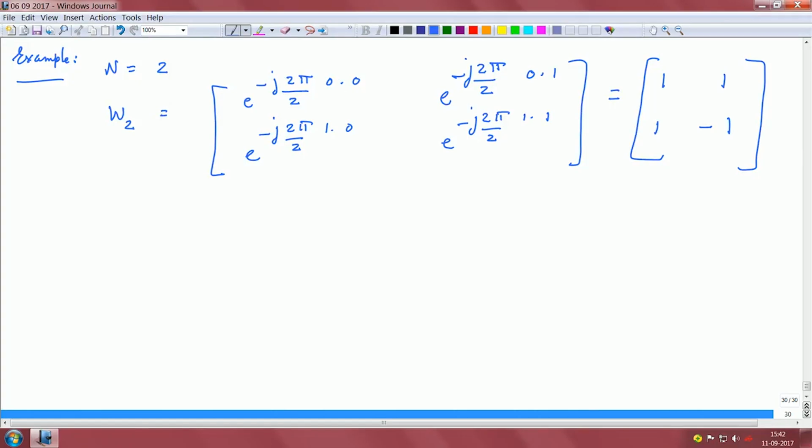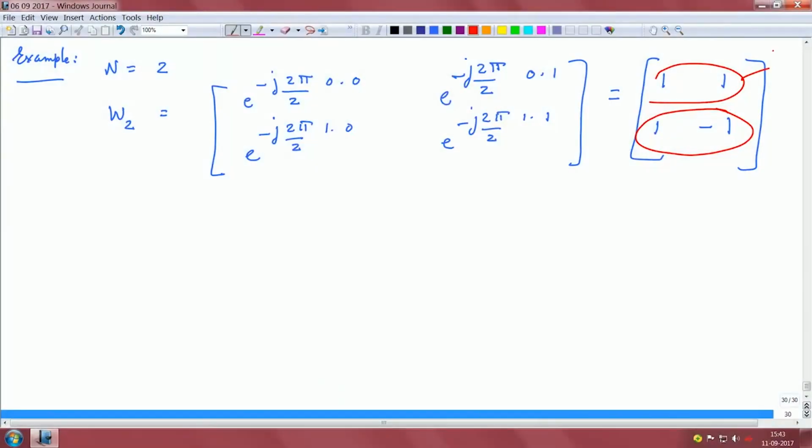Now, well, this matrix is for what it is, but if you take a slightly closer look at this matrix, observe this row and observe this row, right. We are just taking a 2-point DFT here, and if you observe the 2 rows of this matrix, 1 1 is basically like the coefficients of your low pass filter, right.